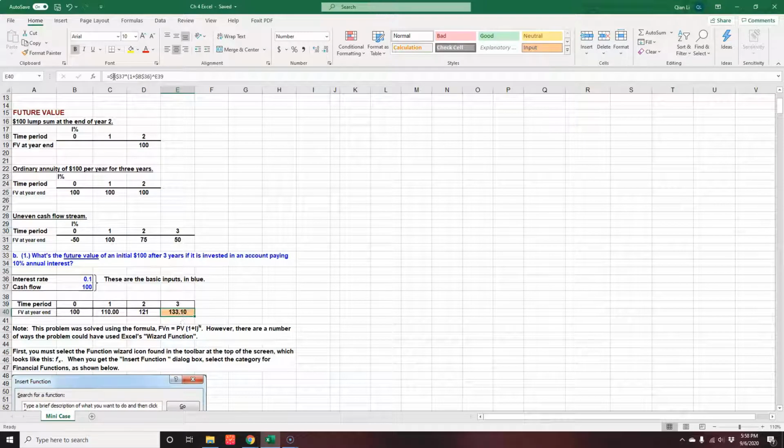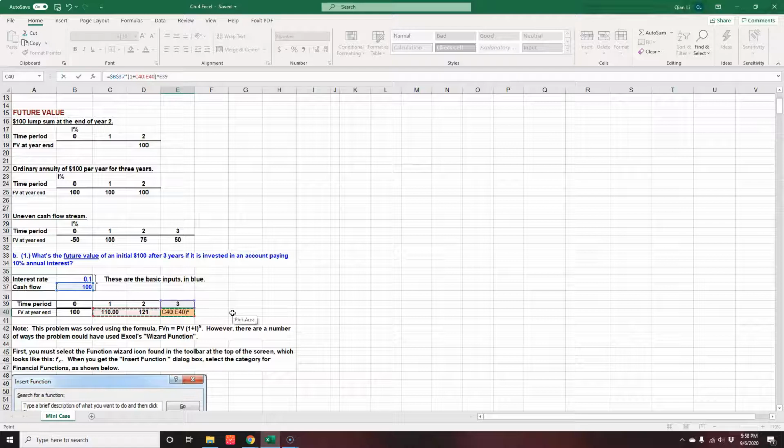And you also notice that for B37, which is the cash flow here, in front of the row number there's a dollar sign. Also in front of the column, there is also a dollar sign. Same thing with B36, which is for the interest rate, because for all these results, we're trying to use the same present value, same interest rate, and the only thing changed is the number of years.